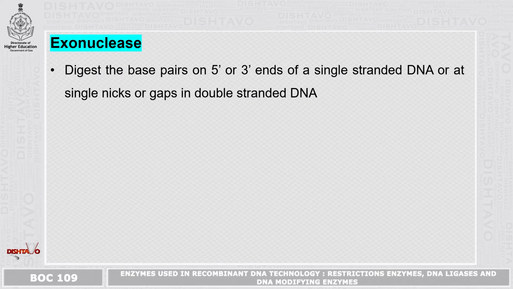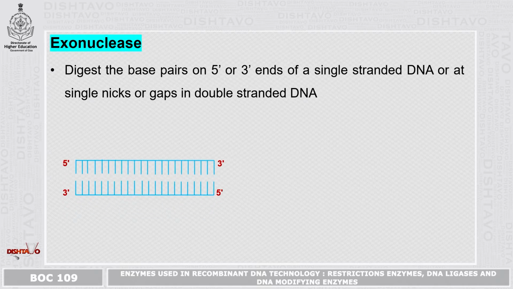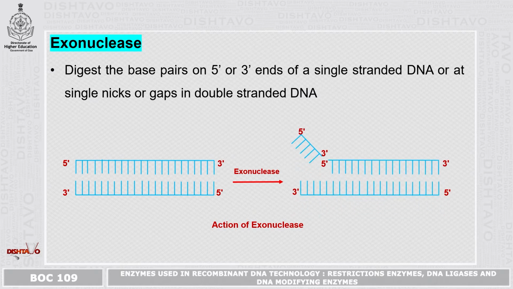Exonuclease enzyme digests the base pair on 5' or 3' ends of a single-stranded DNA or at single nicks or gaps in double-stranded DNA. This is a DNA fragment showing both the strands. It is now acted upon by exonuclease enzyme, resulting in the formation of a small fragment of DNA by exonuclease enzyme.